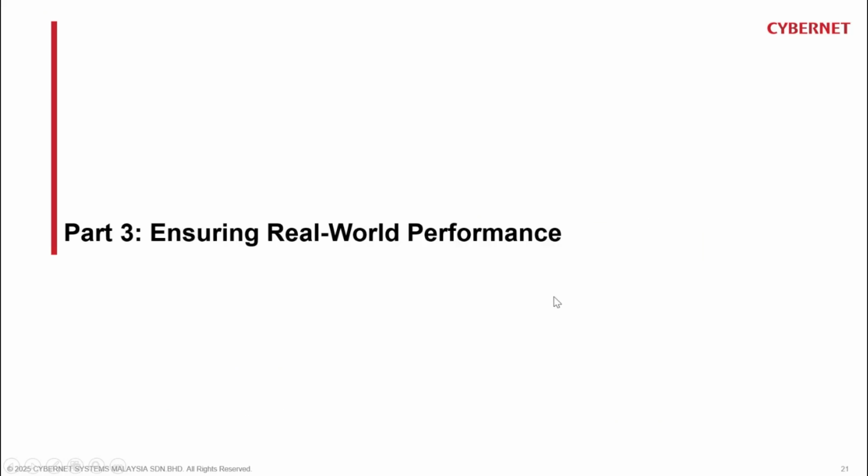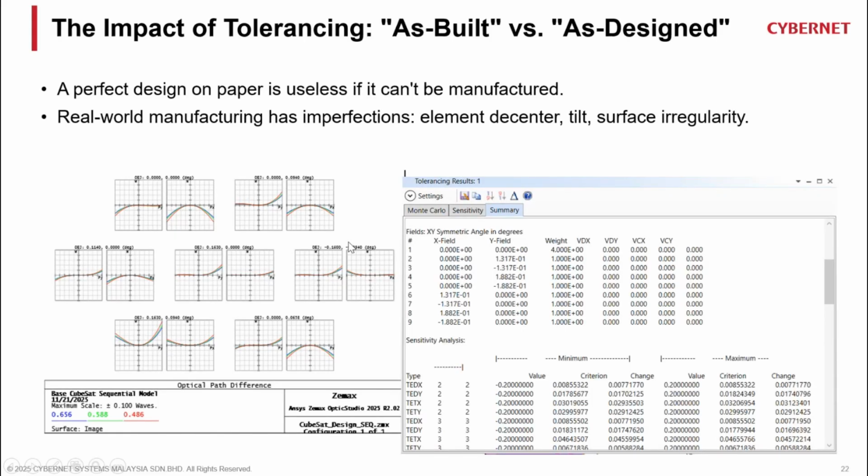Okay, so in part 3, after the optimization, we will focus on the real world performance. For this part, we will look at the impact of the tolerancing. On the left will be the OPD, the optical path difference from the system design, and we need to apply this tolerancing result.